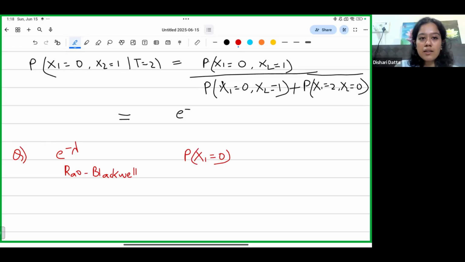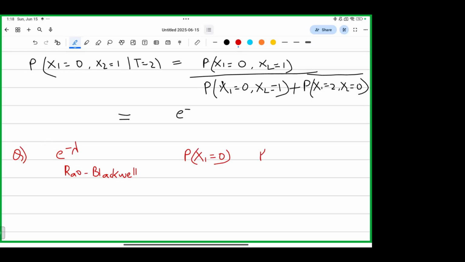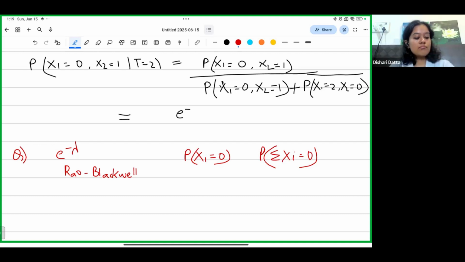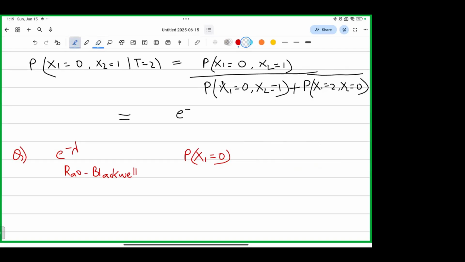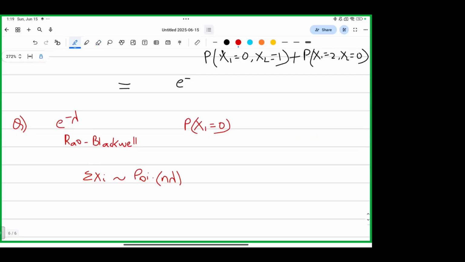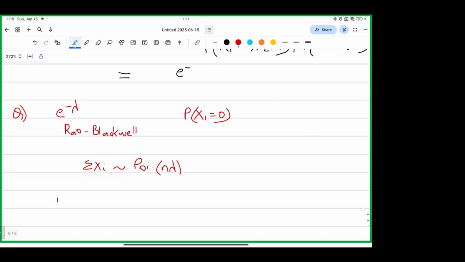Right. So can you use the entire sample now? Probability summation xi equals 0, or x bar equals 0. No. Sorry. This would work.